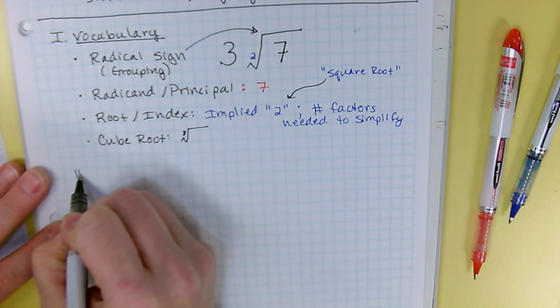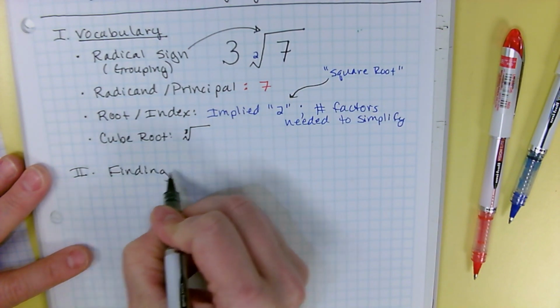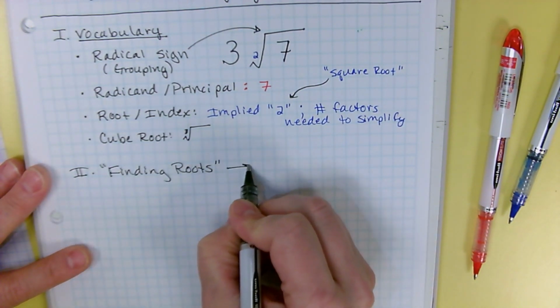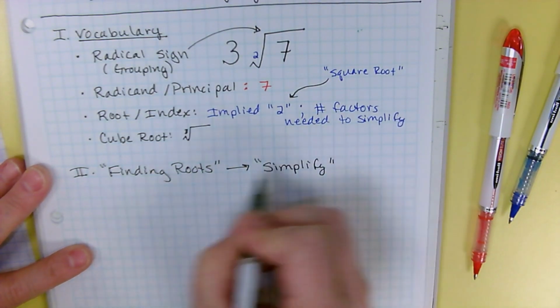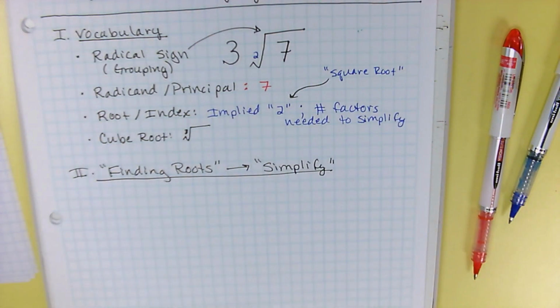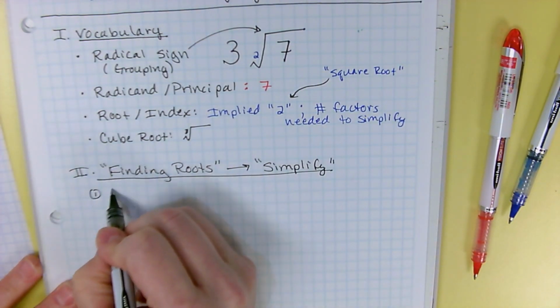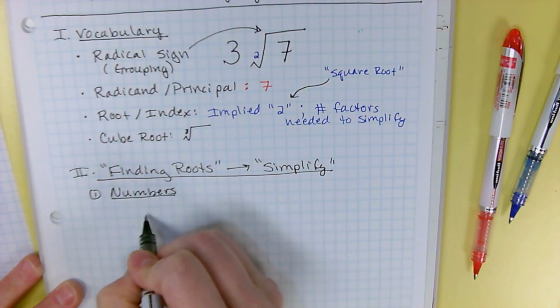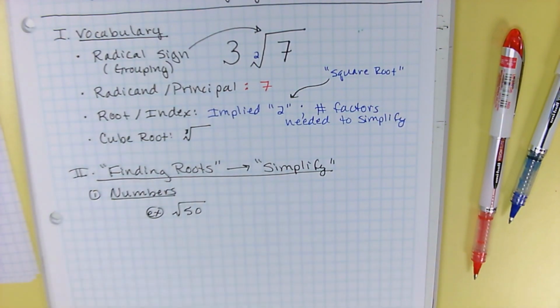Okay, Roman numeral 2. Finding roots, that's what your worksheet will sometimes say. Other times it will just say to simplify. Okay, so number 1, how to do just straight up numbers. Straight up numbers, not letters. So we're going to do square root of 50.